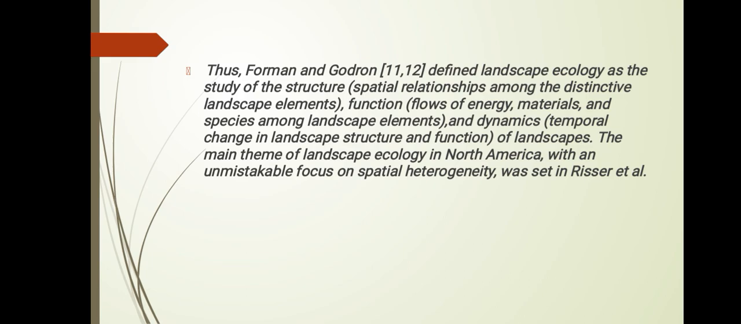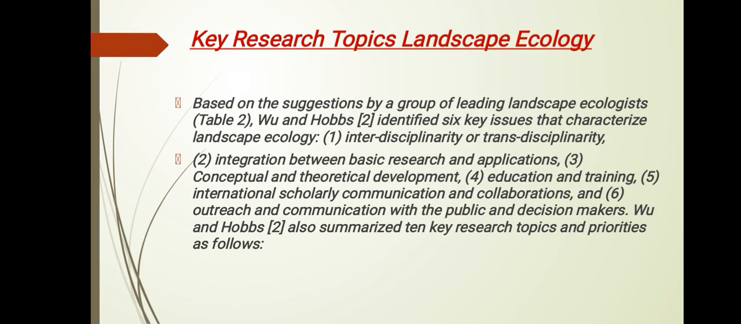Thus, Forman and Godron define landscape ecology as the study of structure, the spatial relationships among the distinctive landscape elements; function, the flow of energy, materials, and species among landscape elements; and dynamics, the temporal changes in landscape structure. Key research topics in landscape ecology, based on the suggestions by a group of leading landscape ecologists, are summarized as 10 key research topics and priorities as follows.